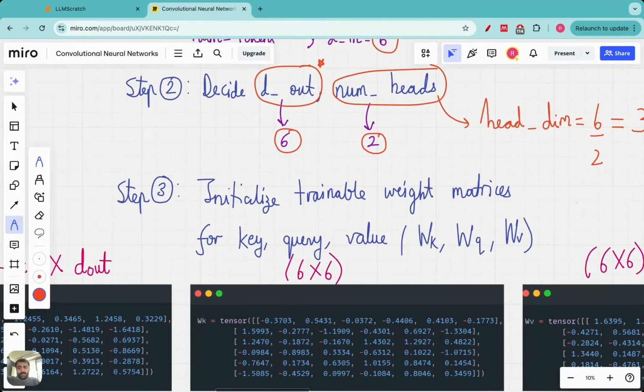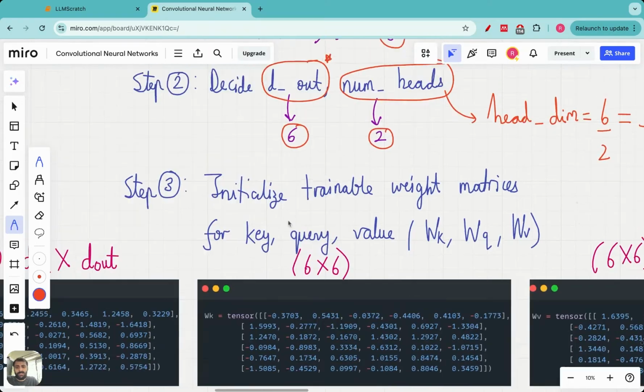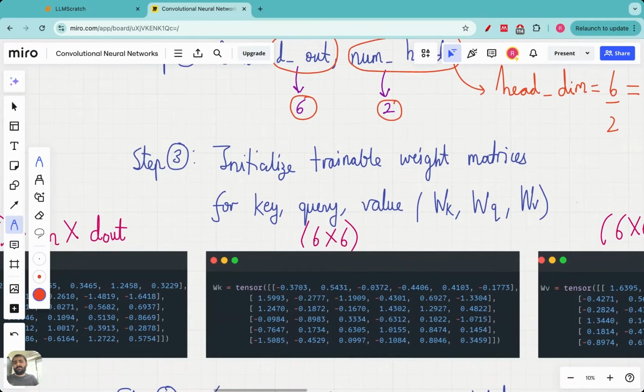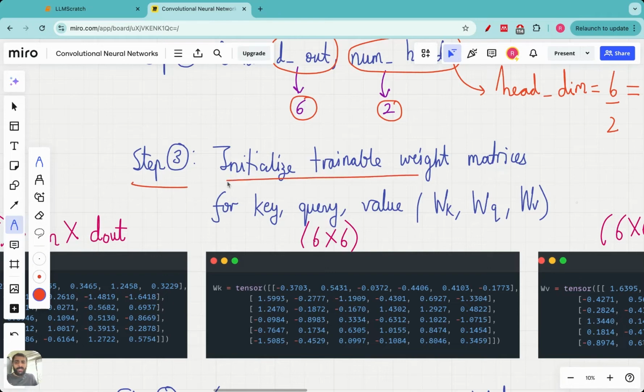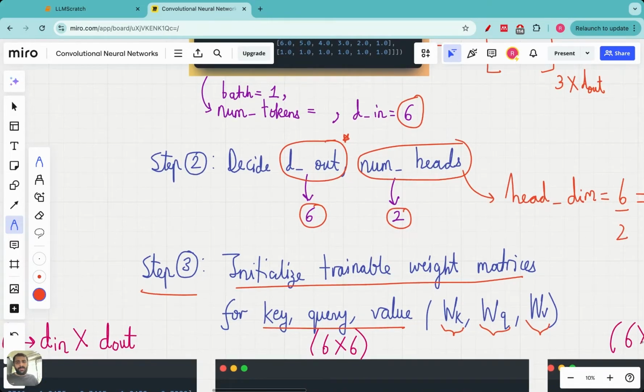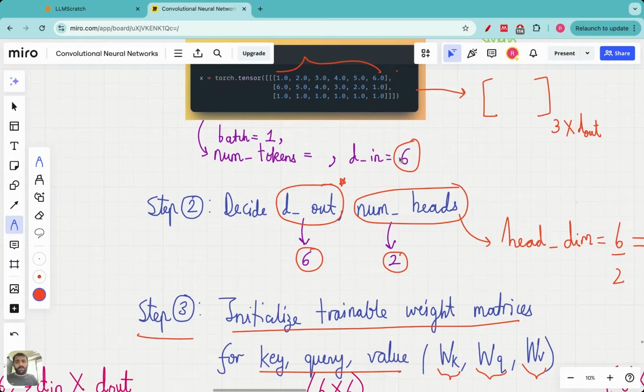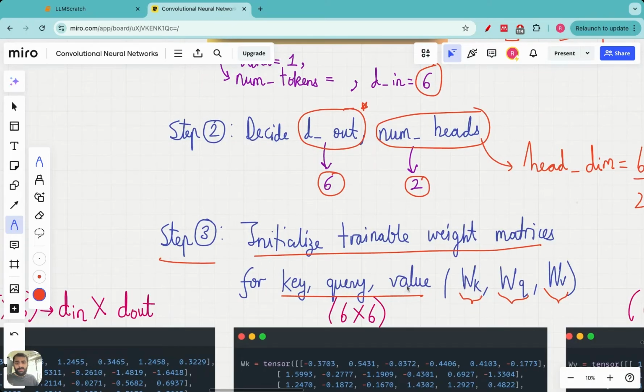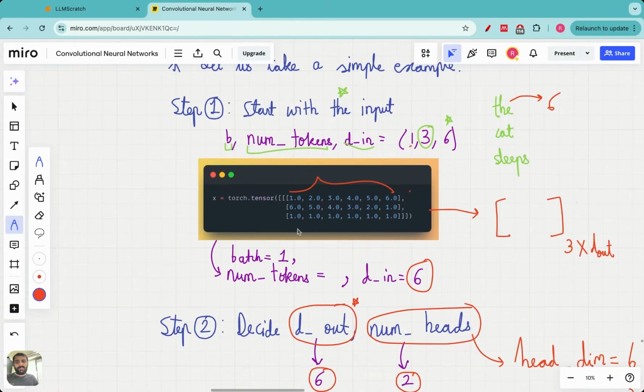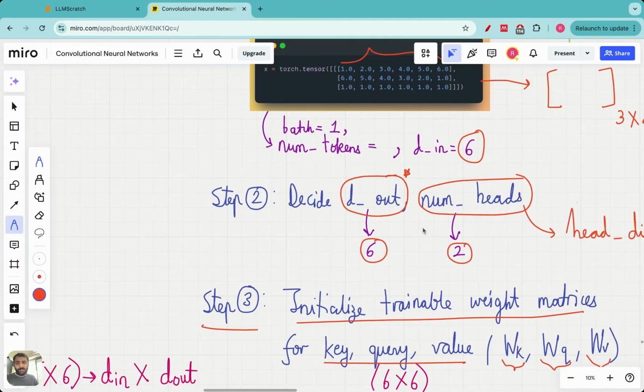The third decision point which I have to make is that I have to initialize, or it's not a decision point rather, but it's the third step. So the third step which we have to do is initialize trainable weight matrices for the key, query, and the value. So we have to initialize WK, WQ, and WV. Okay. So remember that the input which we have is 3 rows and 6 columns. So the input is 3 rows and 6 columns.